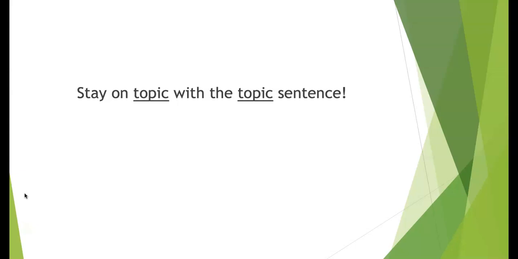When you are thinking about supporting evidence, stay focused on the topic sentence. Just because a sentence has similar subject matter doesn't mean it is on topic and will help the paragraph.